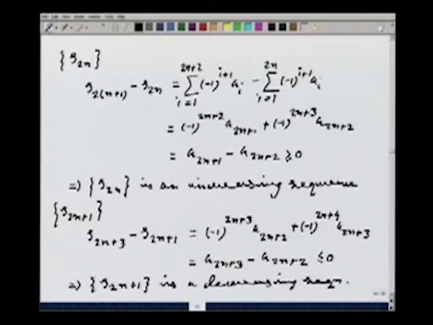So the even subsequence is increasing, that is what I got, and the odd subsequence is decreasing. Now I want to compare S2n and S2n plus 1. What is the relation among them? Let us look at S2n plus 1 minus S2n. If you write down these quantities, you will see what you get is minus 1 to the power 2n plus 2 a to n plus 1. Because 2n plus 2 is an even number, minus 1 to the power 2n plus 2 is anyway 1.